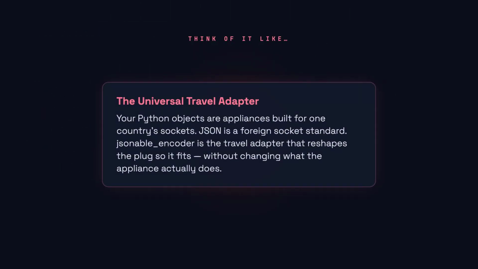Think of it like packing for an international trip. Your laptop is perfectly functional, but the wall socket in the destination country has a different shape. You do not rebuild the laptop, you use a travel adapter. jsonable_encoder is that adapter. It takes your rich Python objects and reshapes them into the plain dictionary and string form that JSON can accept, without altering the underlying data.